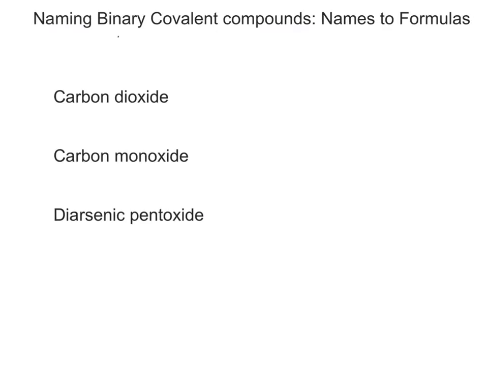The names also give us clues as to how many of each type of atom are present in their chemical formula. Carbon dioxide may more commonly be known as CO2. Carbon monoxide is CO, and diarsenic pentoxide is going to be As2O5.